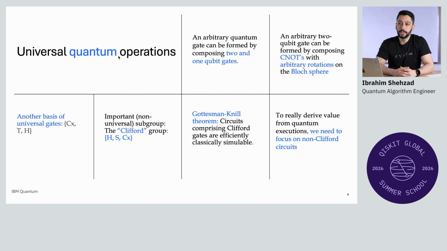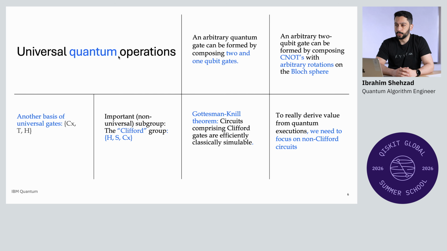Then, an arbitrary 2-qubit gate can be decomposed using CNOTs and rotation gates on the Bloch sphere. This gives rise to the notion of a universal gate set. So effectively what that means is a minimal set using which you can represent any quantum gate, literally any quantum gate. Now there are several equivalent bases for a universal gate set, but a particularly useful one is formed by the CNOT gate, the Hadamard gate, and the T gate.